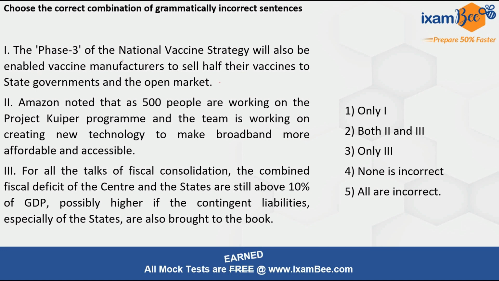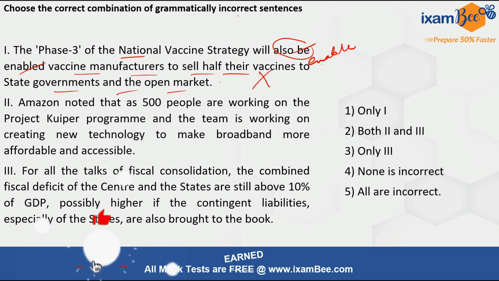This says, the phase 3 of the national vaccine strategy will also be enabled vaccine manufacturers to sell half their vaccines to state governments and the open market. So this is wrong. Will also be enabled is wrong. It should be will also enable. So yes, this is incorrect, and we have to choose the combination of grammatically incorrect sentences, right? So this is wrong.